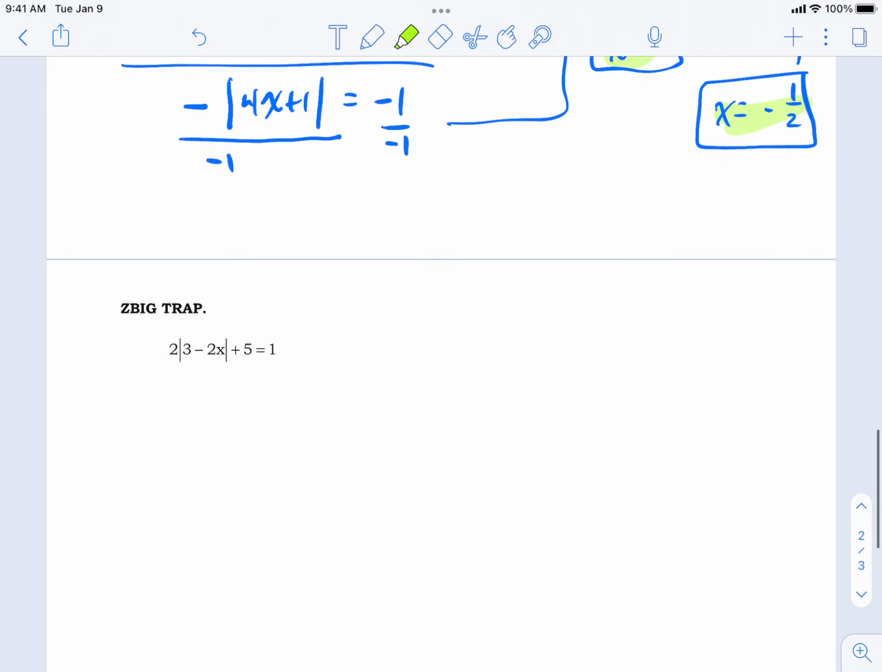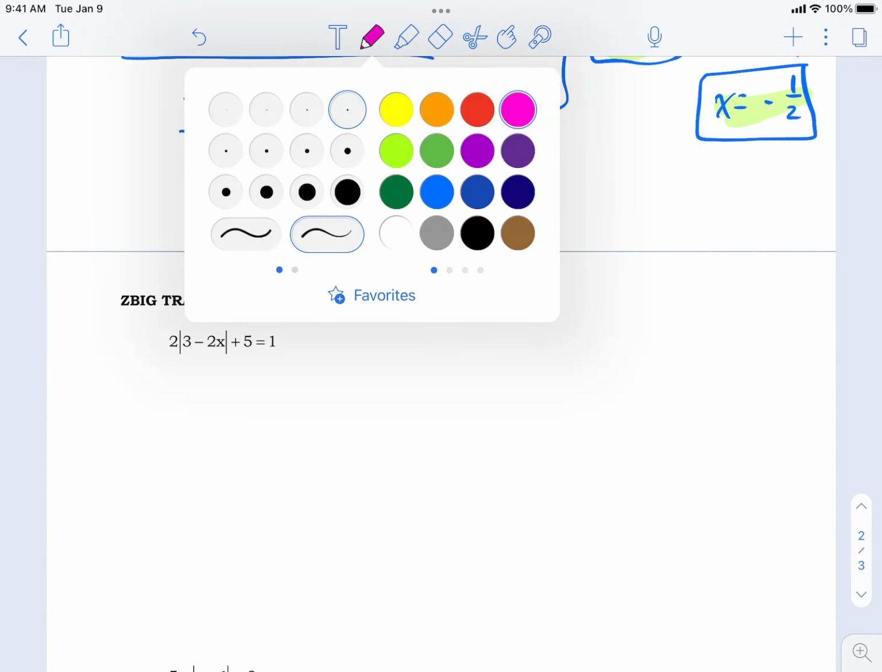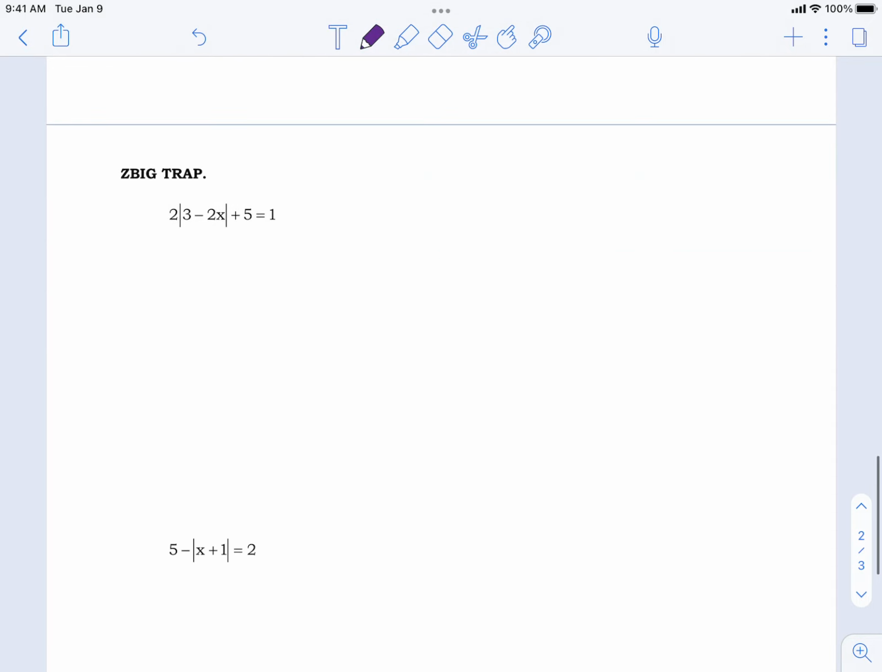Now, for the big trap. I have to warn you about the big trap. This is a big trap. Big trap. I think it's a purple trap. That's what I think. This is a purple trap. All right. Let's see what happens.